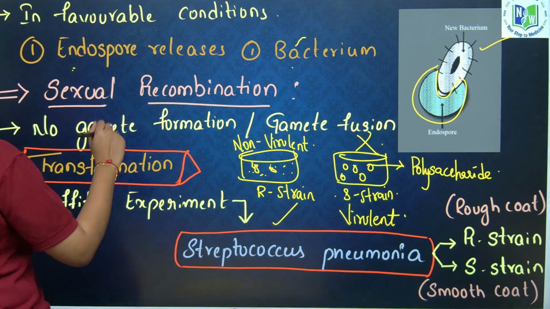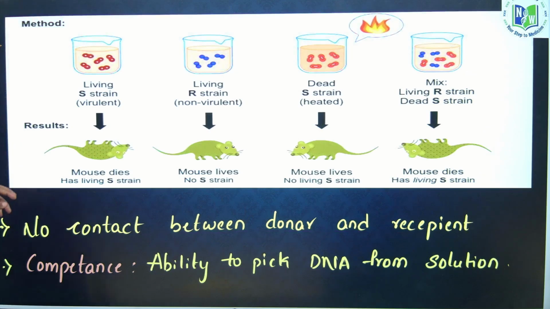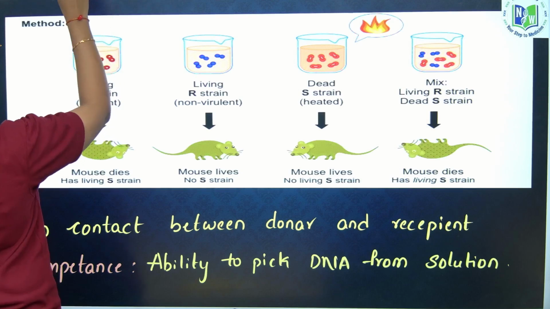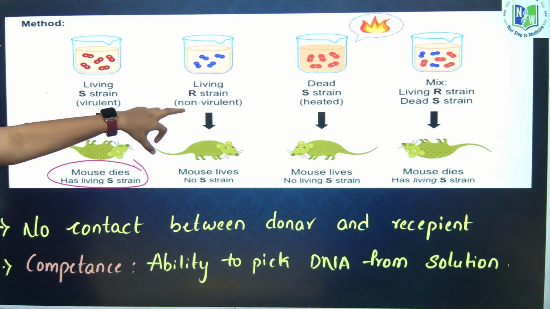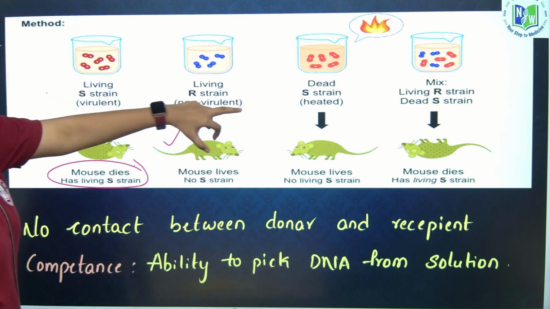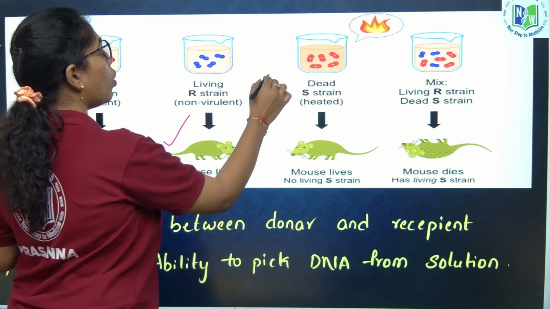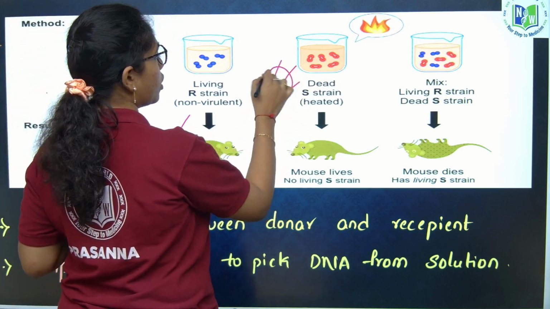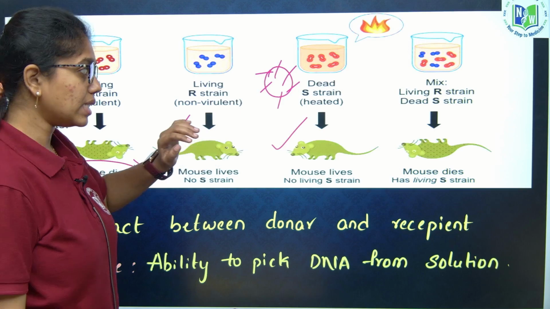Now coming to the experiment conducted by Griffith on Streptococcus pneumoniae. He injected purely S strain bacteria into mice, and as the S strain bacteria survive and are virulent, the mice died. Then R strain non-virulent bacteria were injected, and the mice stayed alive. Next, heat-killed S strain bacteria: when heat killed, the polysaccharide coat degenerated, and when injected into mice, the mice stayed alive.